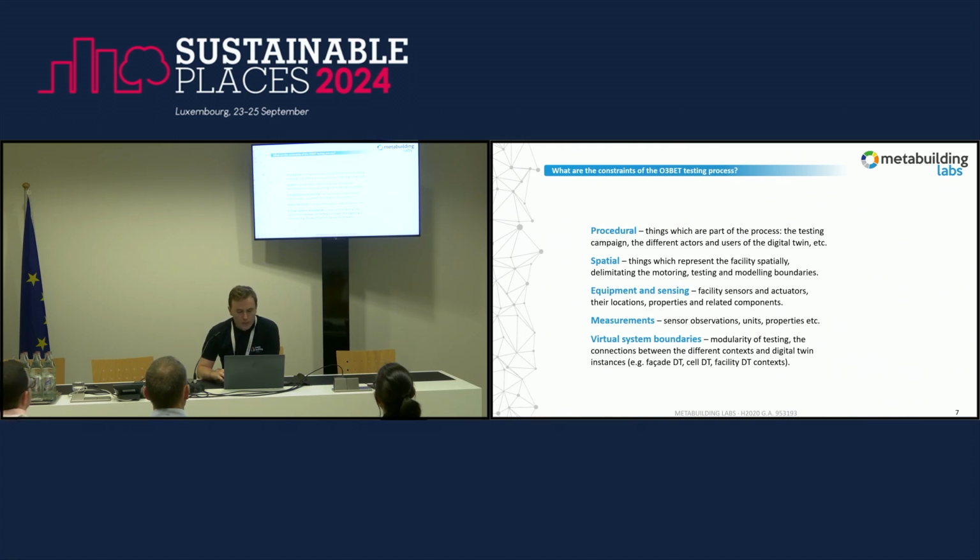So procedural means things that are part of the process, the testing campaign itself, the different actors and the users of the digital twin. The spatial represents the facility spatially, so something like BOT fits very well in here. Delimiting the monitoring, the testing, and the boundaries. So I've shown you the cells, I've shown you the different areas and the spaces, right? The equipment itself, the measurements, okay, so the types of properties that are being measured: temperature, humidity, heat flux.